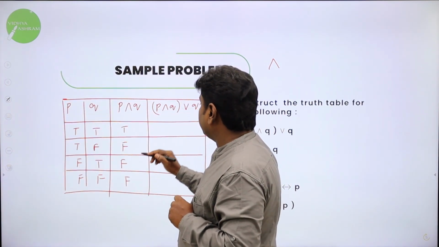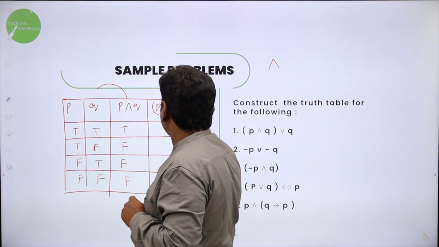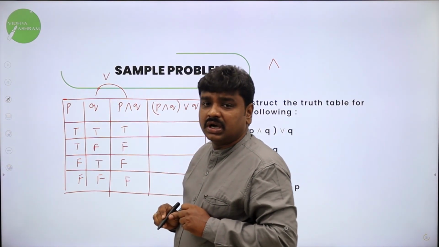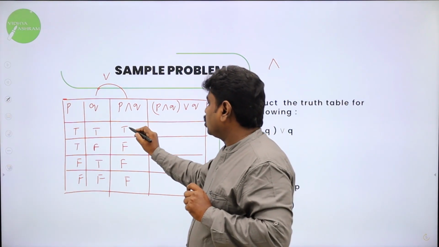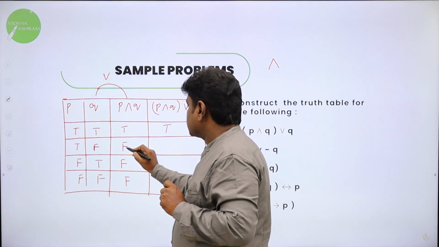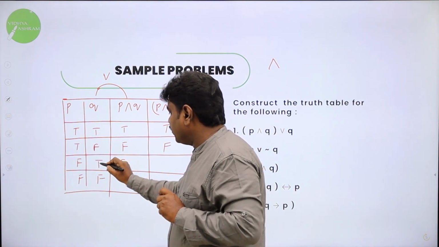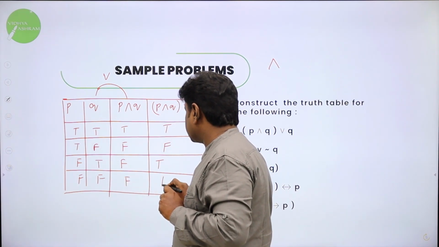So now I need to apply these two. They are asking P and Q or Q. So for these two I should apply the OR operation. OR means what? If any one statement is true, result is true. So true, true, result is true. Both are false, result is false. Here any one is true, so true. Here both are false, so result is false.